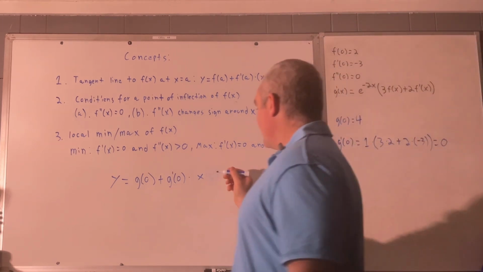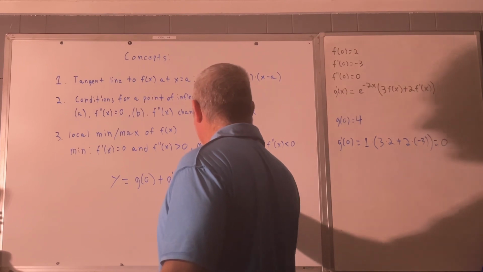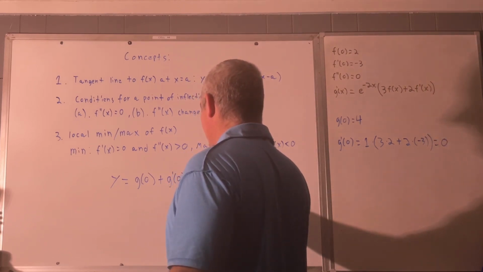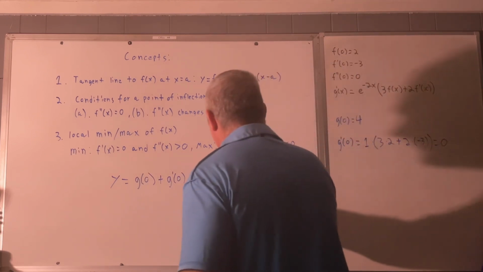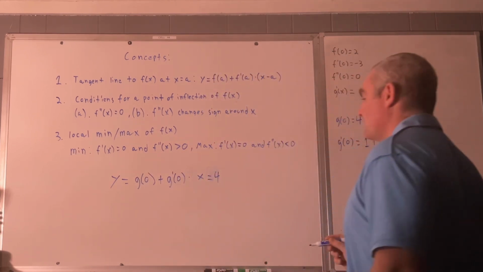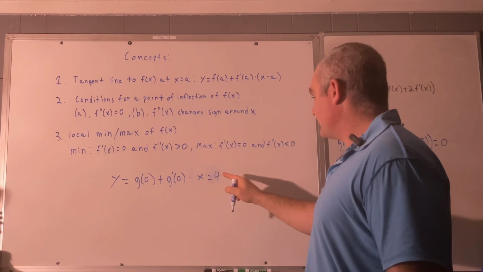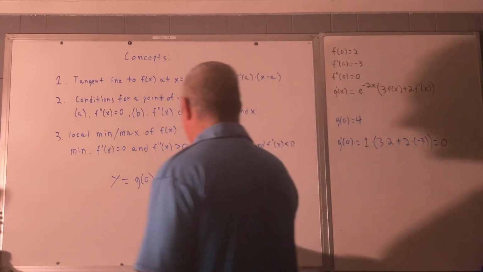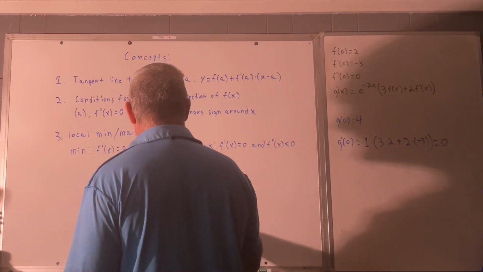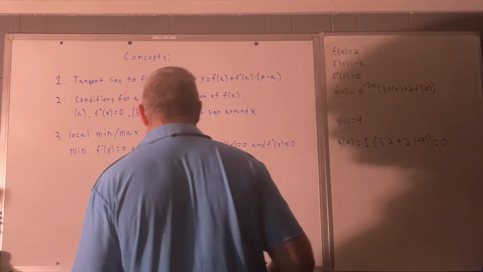So, what is this? This is g of 0, which is 4, plus 0. Y is equal to 4. So that is the answer. Y is equal to 4.